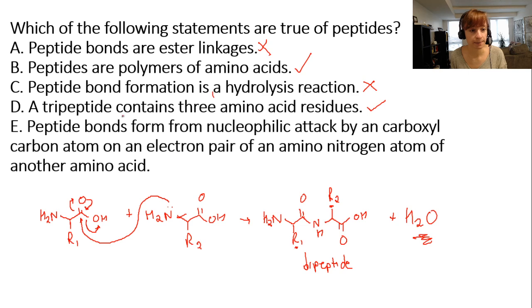And then the final one, peptide bonds form from nucleophilic attack by a carboxyl carbon atom on an electron pair of an amino nitrogen atom. So what it is saying is that this carbonyl carbon would attack the nitrogen, which is not true. That is the complete opposite of what would happen. So the nitrogen is the nucleophile and the carbonyl is the electrophile. The carbonyl could never attack anything, it just gets attacked. So this is incorrect.